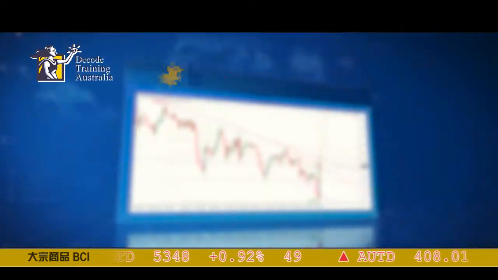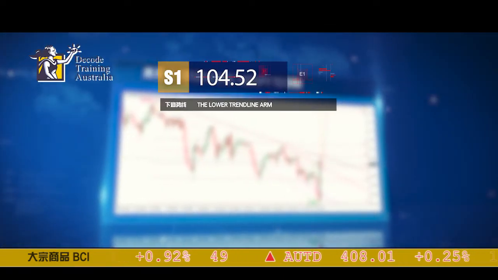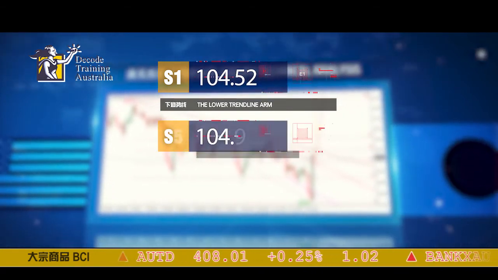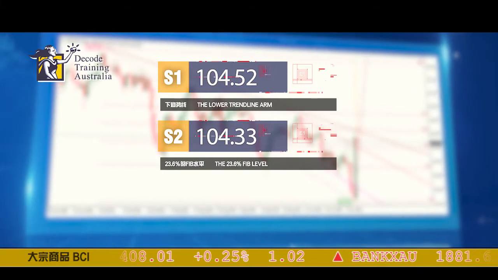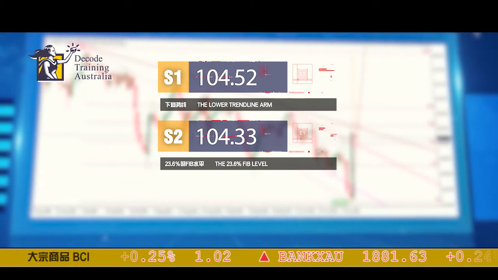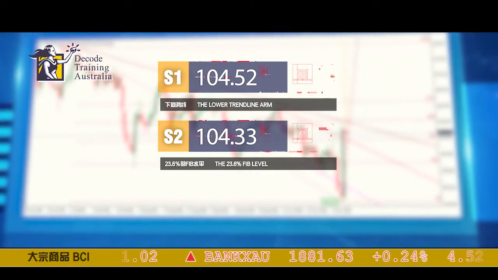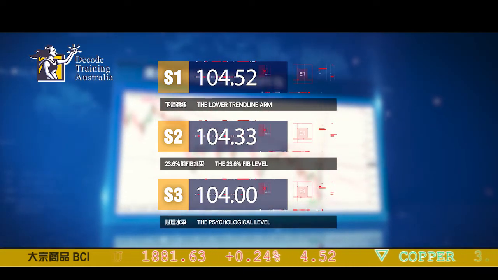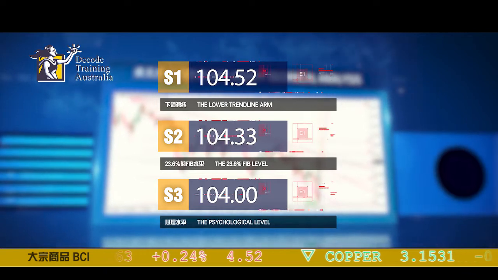On the other hand, USD Yen might find some support while dropping towards the downside. Given below are expected support levels that might help the price to sustain around the set levels. At support 1, we will be facing 104.52, which is the lower trend line arm. At support 2, it will be 104.33, which is the 23.6% Fibonacci level. At support 3, we'll be facing 104 even, which is a psychological level.